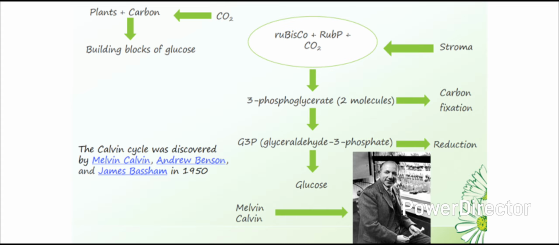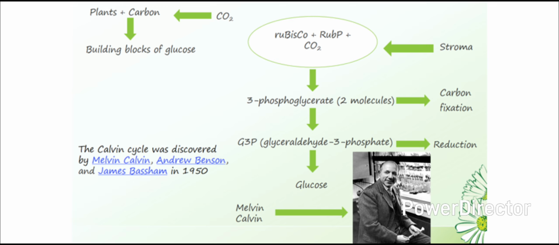The energy carriers from the light dependent reactions, that is ATP and NADPH, give each 3 phosphoglycerate a hydrogen atom, creating two molecules of the simple sugar G3P, that is glyceraldehyde 3 phosphate. Ultimately, these two molecules of G3P are used to build one molecule of glucose. This part of the light independent reaction is typically referred to as reduction, or reducing the sugar, because electrons are added.